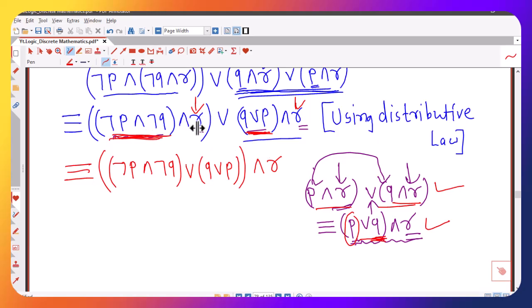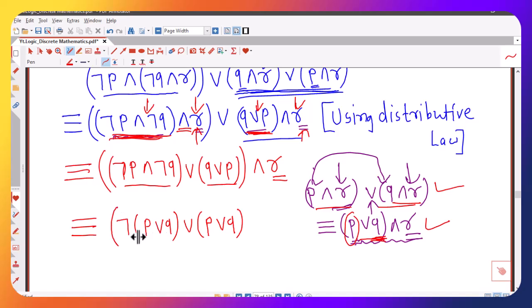Or you can see here I have R, so I will write R with and R I have written outside, and I will join these two by OR. Now what is this? If I use De Morgan's law, then this is equivalent to negation of P or Q. Using De Morgan's law, negation of P or Q is equivalent to negation P and negation Q, and here I have Q or P, that I can rewrite as P or Q using commutative law, and here and R.